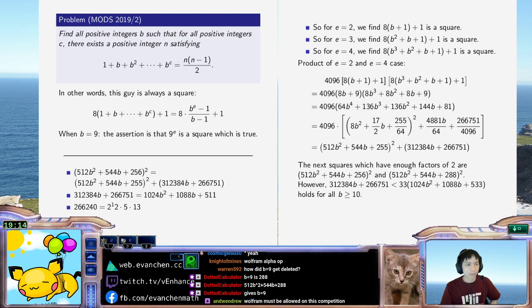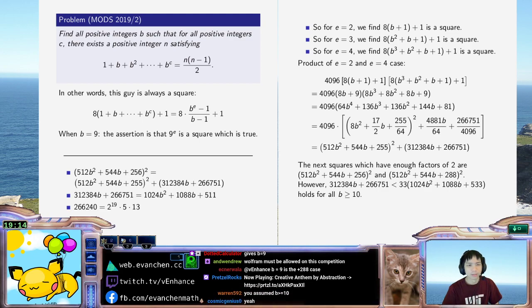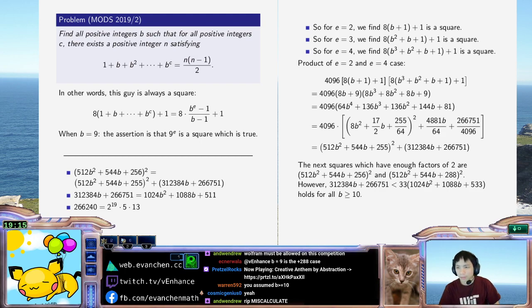Yeah, wait, I'm confused now. Did we make a mistake? Like, b equals 9 must be a solution because it has to show up. So I hope I didn't miscalculate. I'm confused. Like, we know b equals 9 is a solution. So is the plus 288 case? Oh, I see. Okay, no, we're fine.